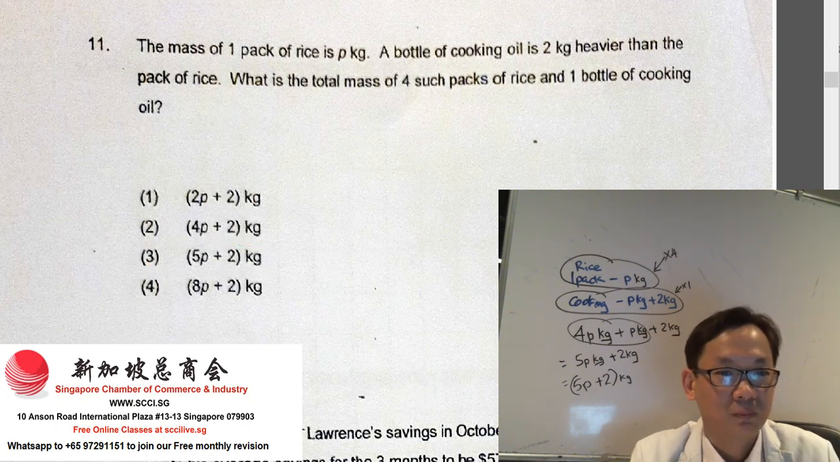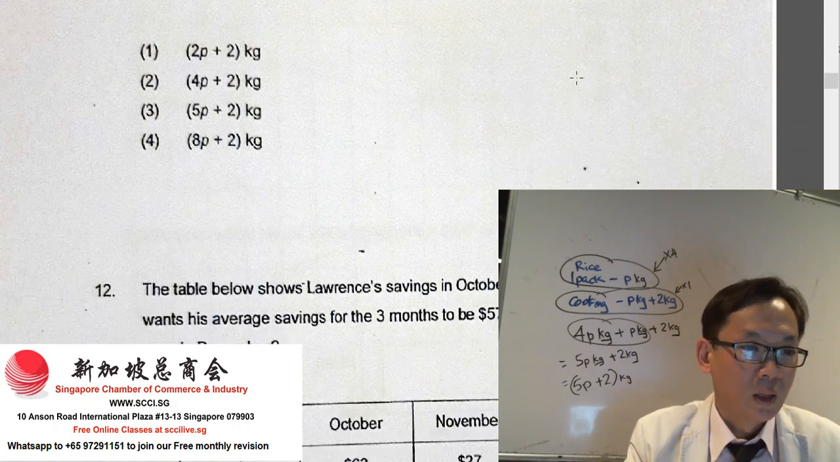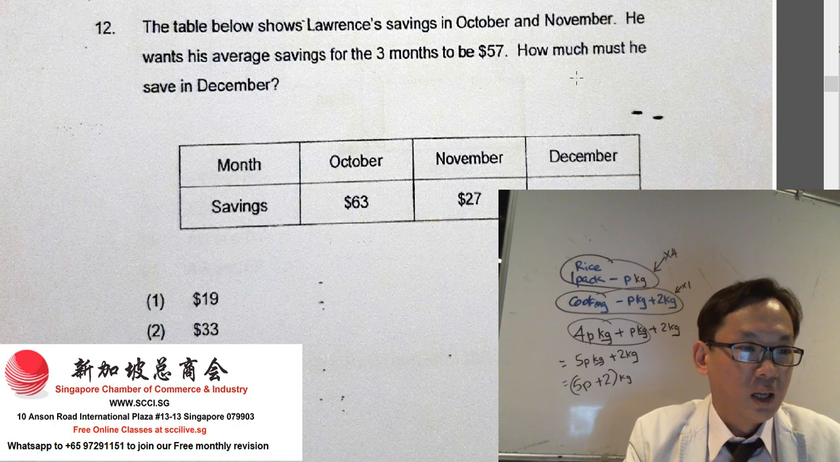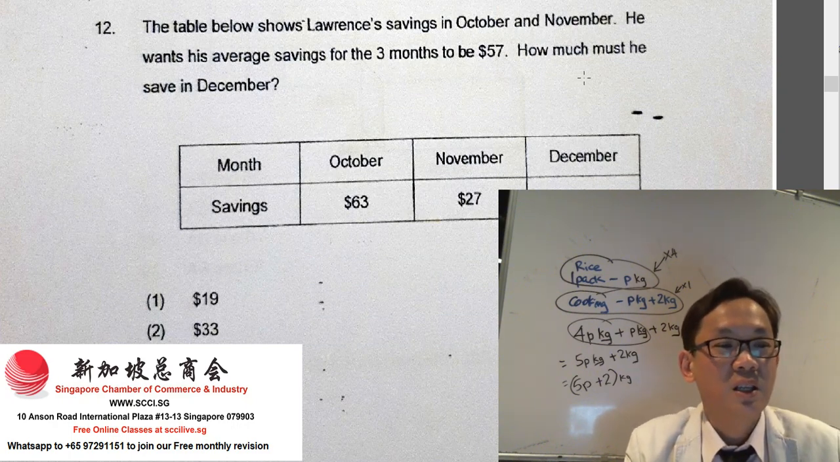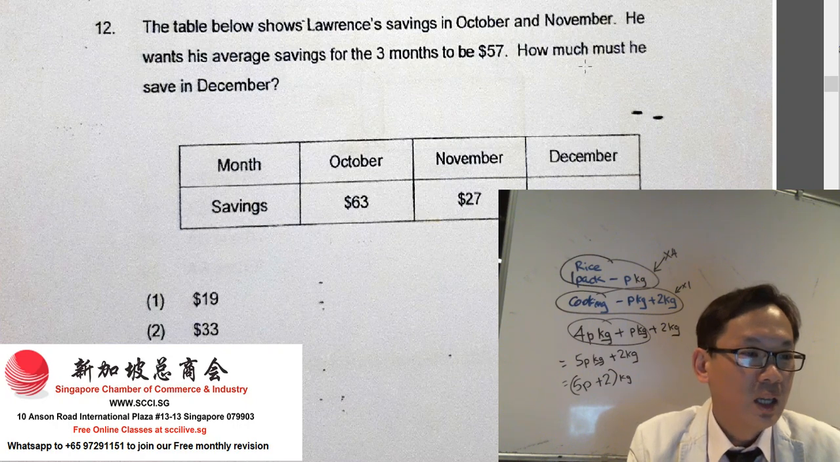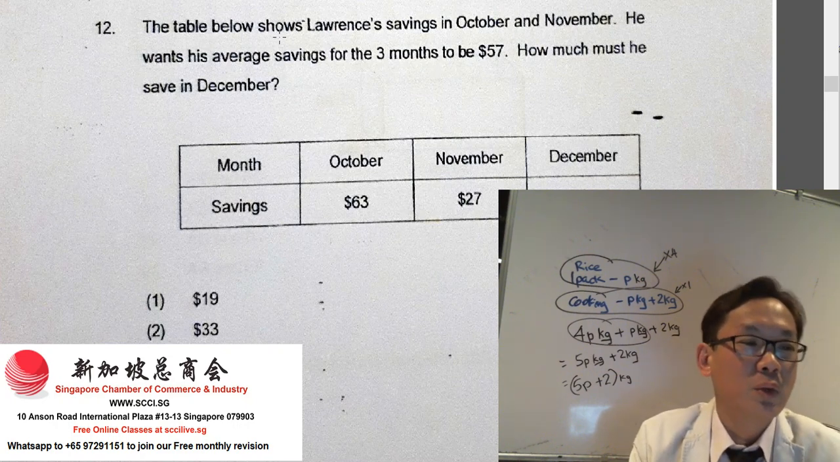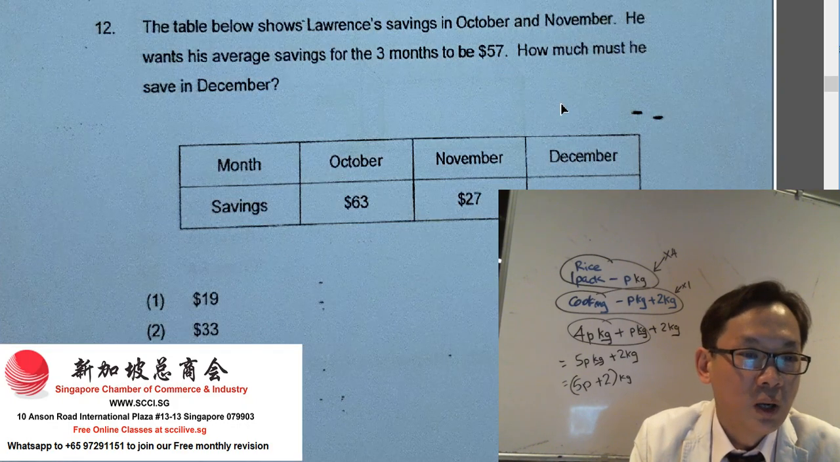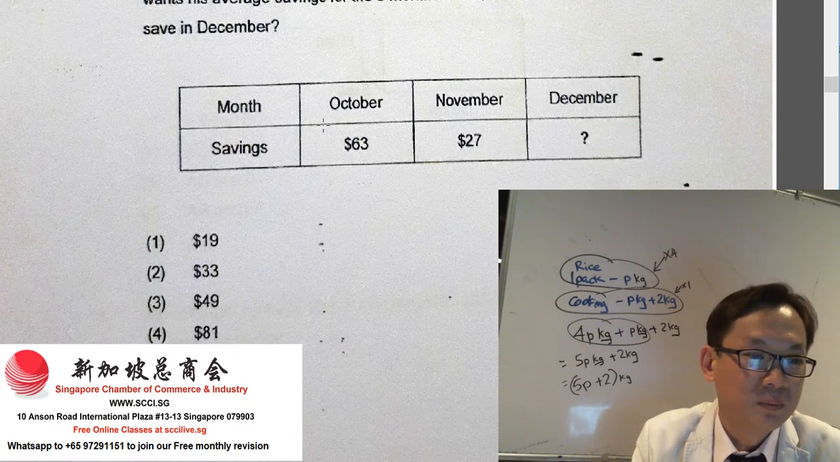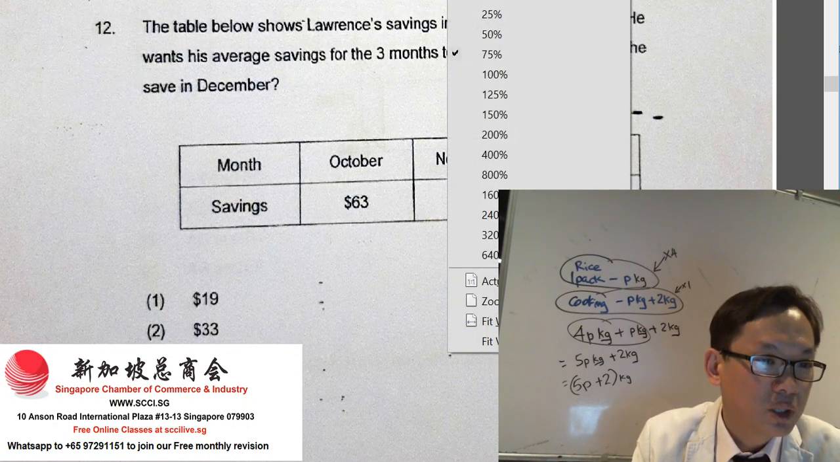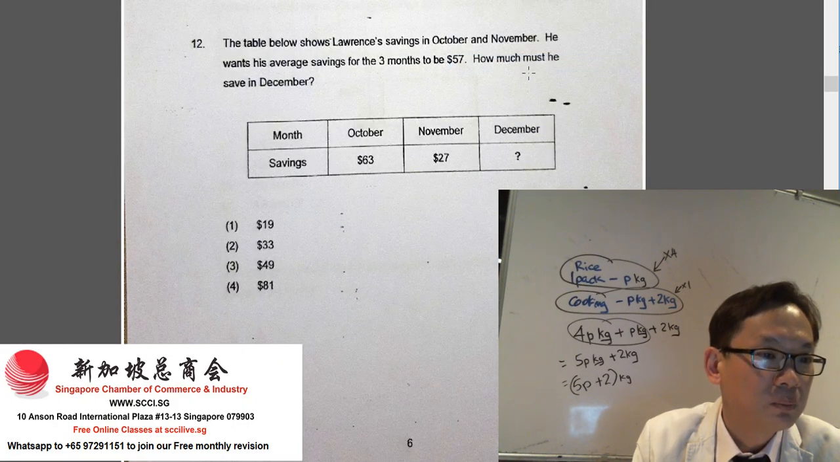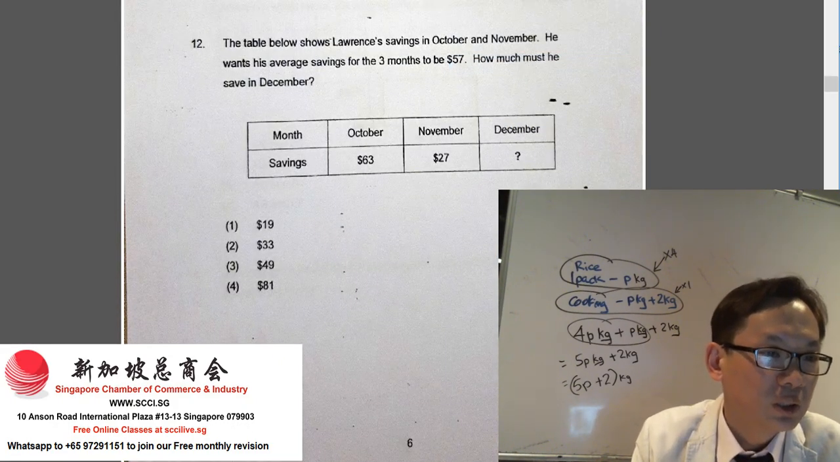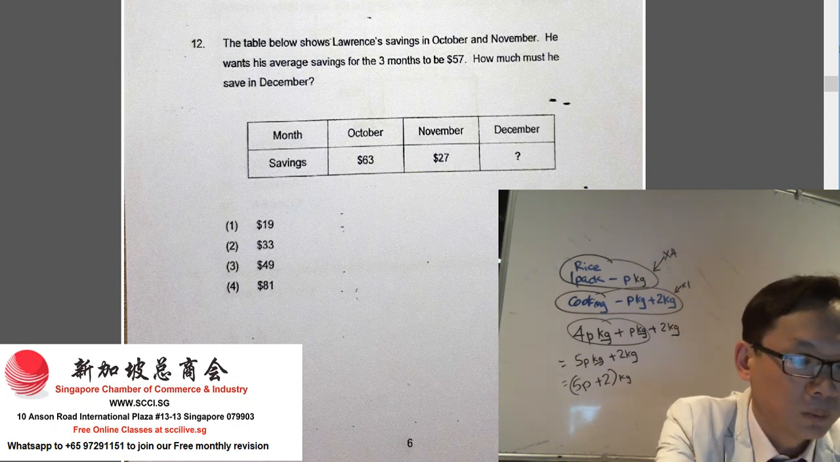Okay, let me scroll up. Now the table below shows Lawrence's savings in October and November. He wants his average saving for 3 months to be $57. So how much must he save in December? Let me just make sure that it's slightly smaller. Okay, able to see it. This is the full question.